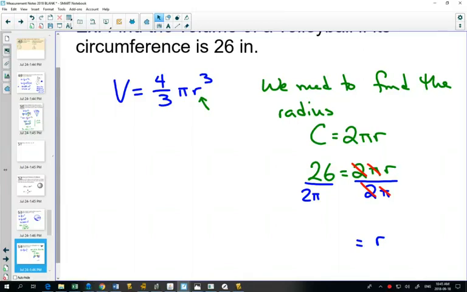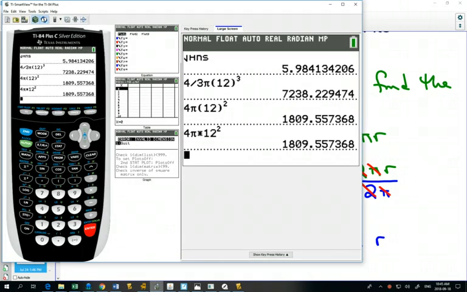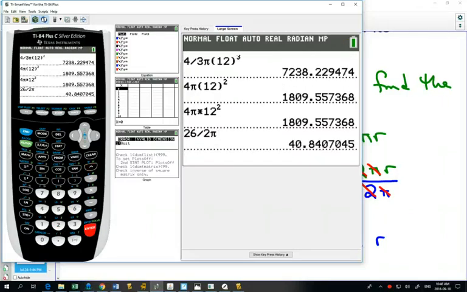And now I'm going to show you one of the most common calculator mistakes that grade 10s make. They go like this. And I need you to tell me why this is bad. It's 26 divided by 2 pi, right? 26 divided by 2 pi. Does that look good? That answer's wrong.